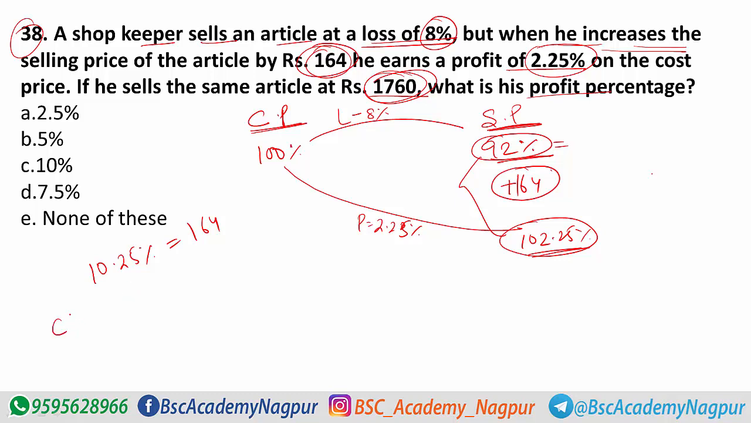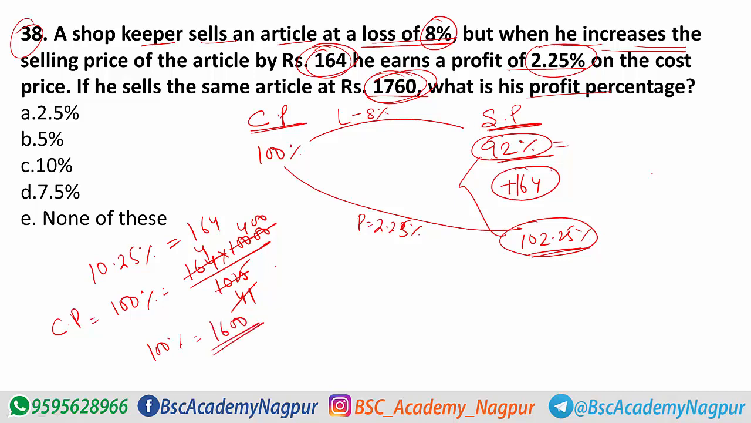Let's find 100%. We'll get the CP. 100% value will get the CP. That is 164 into 100 by 10.25 and 00. Cancel it out, like 41. 25 table 41 and this is 400. 41, this is 4 times. 100% value we got is 4 into 4, 1600. This is my cost price, 1600.